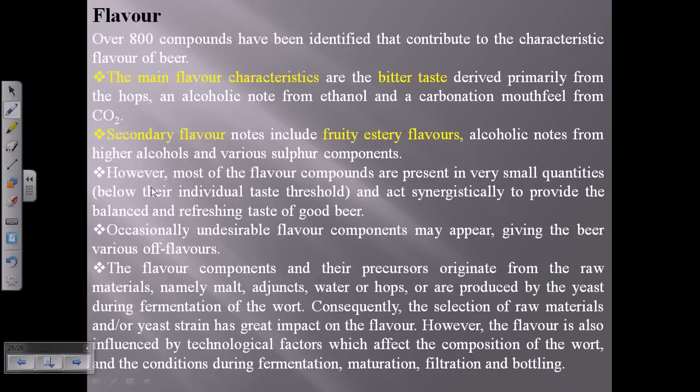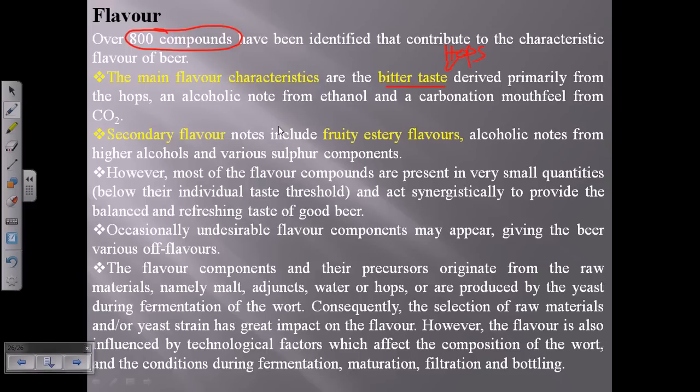And about the flavor, the main flavor characteristic of the beer is a bitter taste coming from the hops. We all know that. The secondary flavor is from the fruity, estery flavors, because we get those flavors from the barley and so on. Most flavor compounds are present in very small quantities. It was observed that about 800 different compounds are present as flavoring materials, but we cannot find each of them, because the beer is predominantly bitter due to the hop additions.